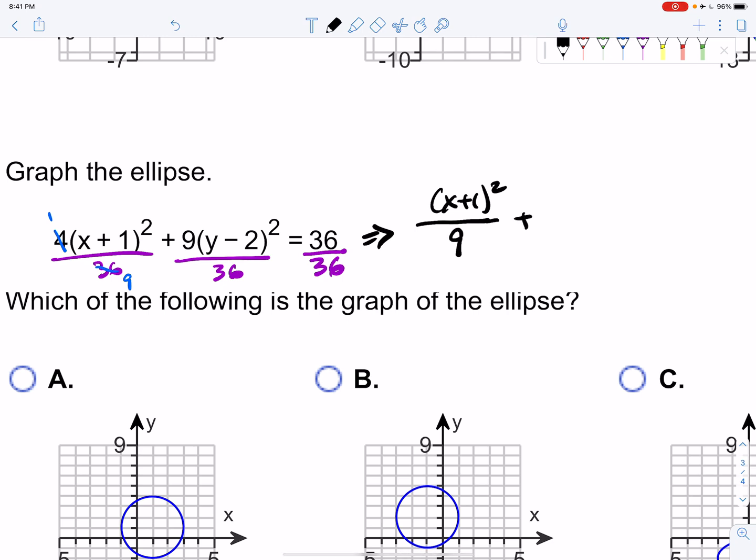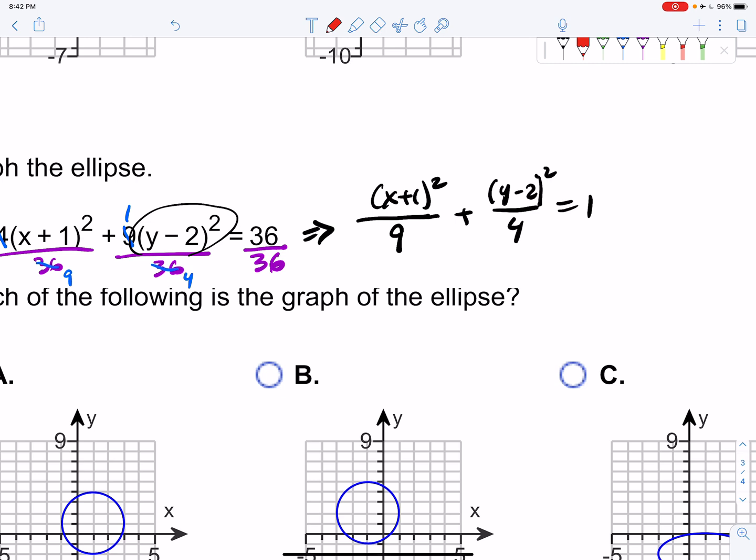I'm going to say plus, and we can also see 9 goes into 9 once, and 9 goes into 36 4 times. So this is a 4. And up top was just right here. That's just quantity y minus 2 squared. Okay, that is in our standard form for the ellipse, and we go ahead and identify under the x is a 3 squared, and under the y is a 2 squared.